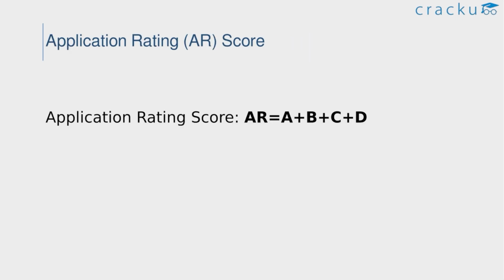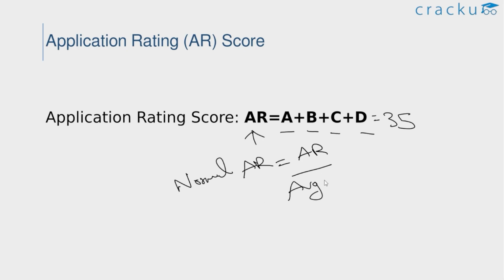As I mentioned before, the application rating score of your 10th, 12th, graduation, and your work experience is 35. Now the rating scores from each of the terms A, B, C, and D are added, and the AR is calculated. Also, they don't give the score directly, they relatively scale it. The normalized AR score of an application is equal to AR score divided by the average of top 50 AR scores from the applicant's pool. So this is the calculation for AR score rating.